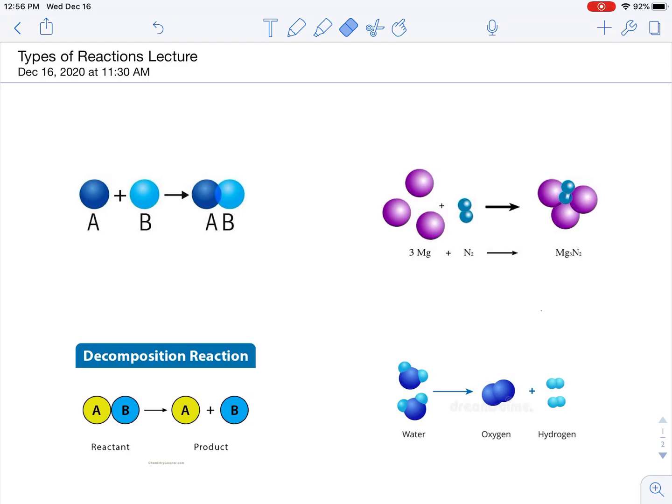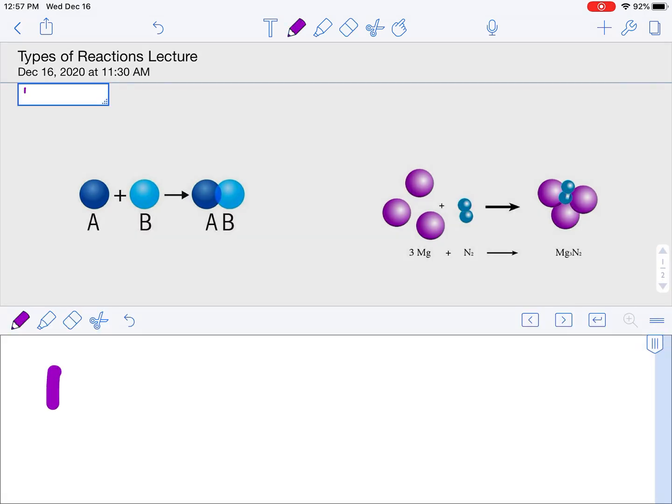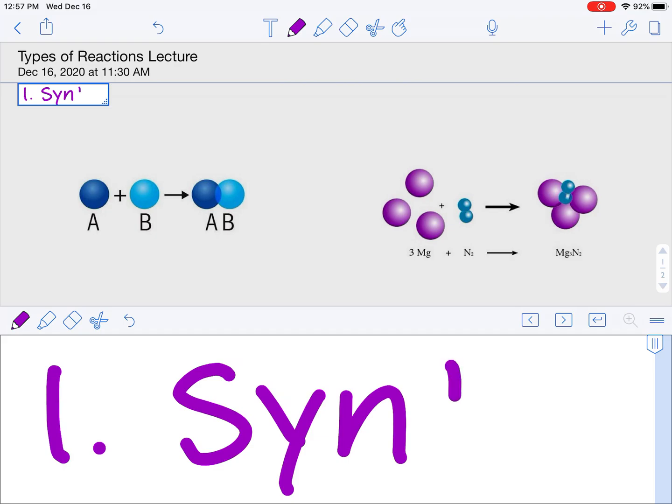Hi! Today's lesson is about the different types of reactions and how we're able to classify them. Our first type is called a synthesis reaction.